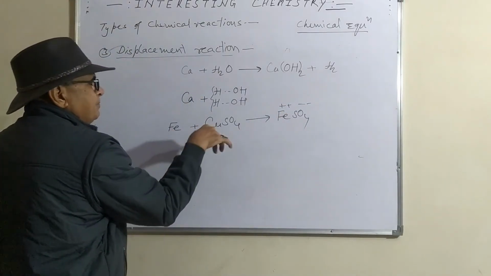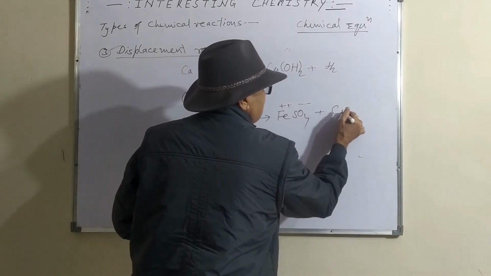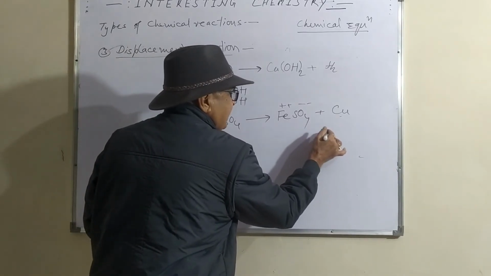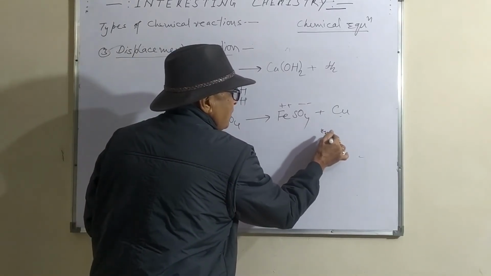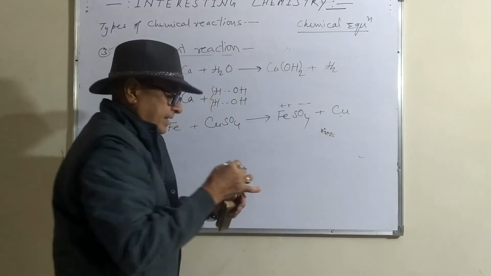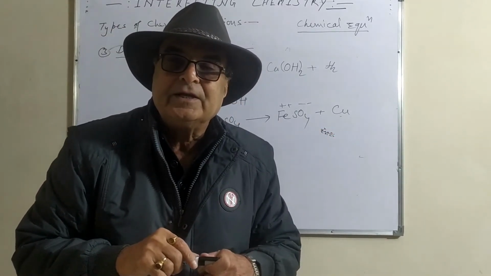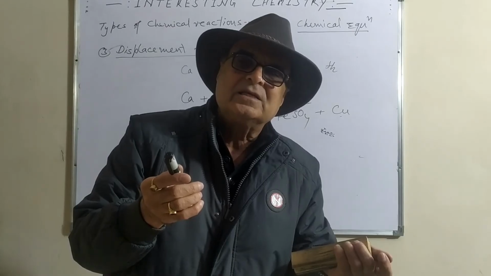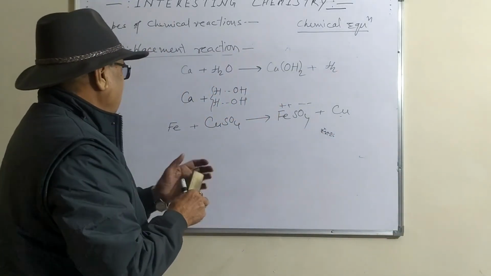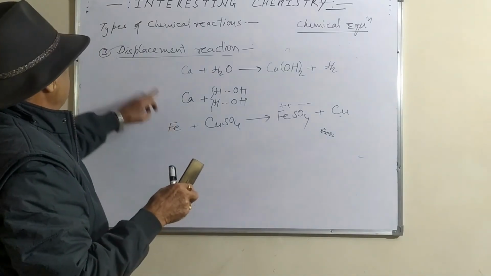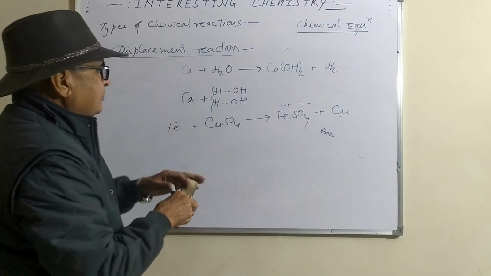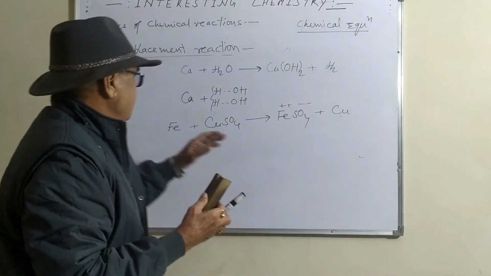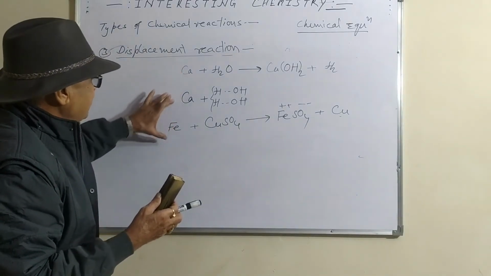So Cu will be replaced, and this Cu will be deposited on the iron nails. So the color of the iron nails will be converted into yellow. We will see the color of iron nails is yellow. So this is also a displacement reaction. So here one thing you should know, the nature of this single element.